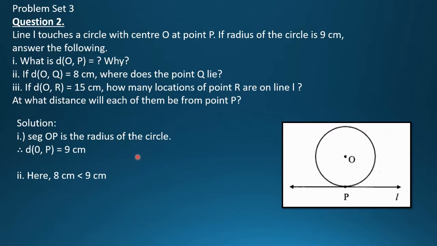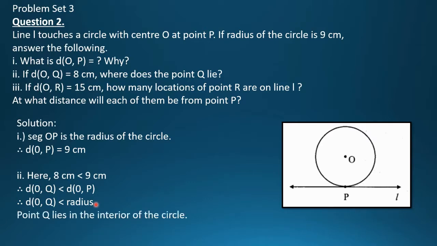The second part is, here 8 centimeters is obviously less than 9. So distance OQ will be less than distance OP. So we can say that distance OQ will be less than the radius, as OP is nothing but the radius of the circle. So point Q lies in the interior of the circle, as the distance between O and Q is less than the radius. So point Q should lie inside the circle.